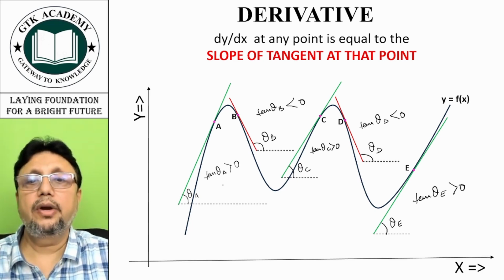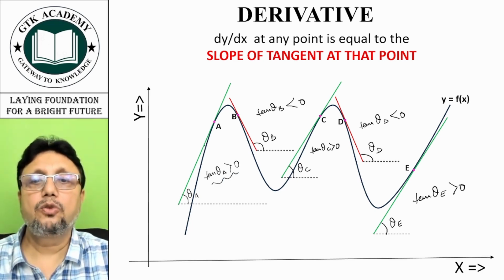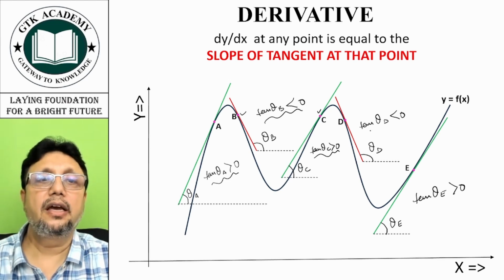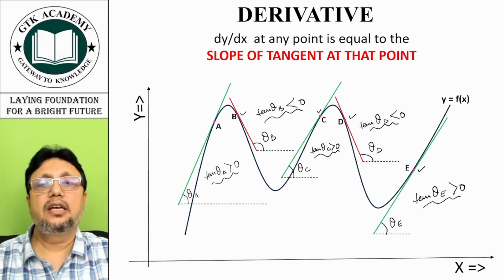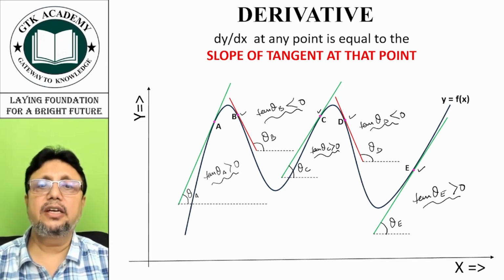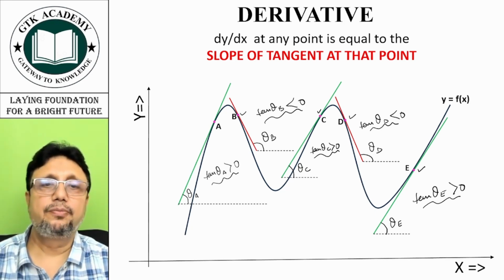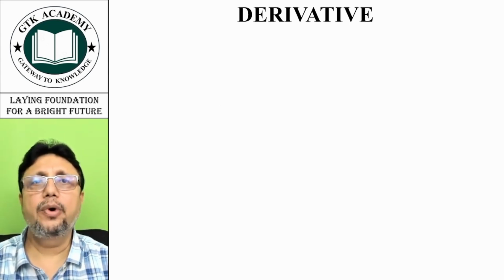Again positive. So here it is positive, so the function is increasing. Here it is negative, so the function is decreasing. Here again it is positive at C, the function is increasing. Here it is negative, the function is decreasing. Here again it is positive, the function is increasing. So if the function is increasing, dy by dx will be positive. If the function is decreasing, dy by dx will be negative. I hope you are clear with this.